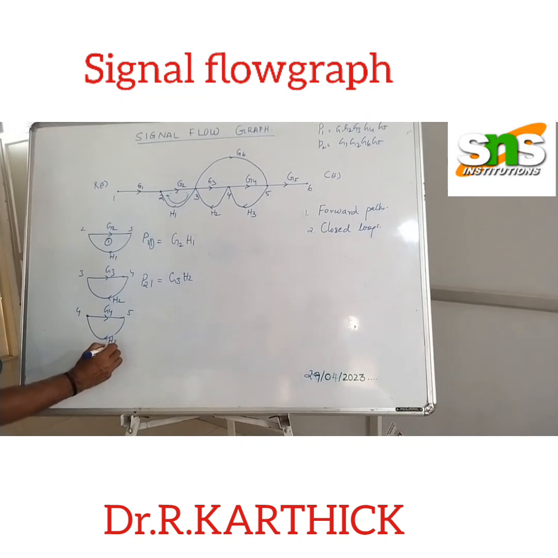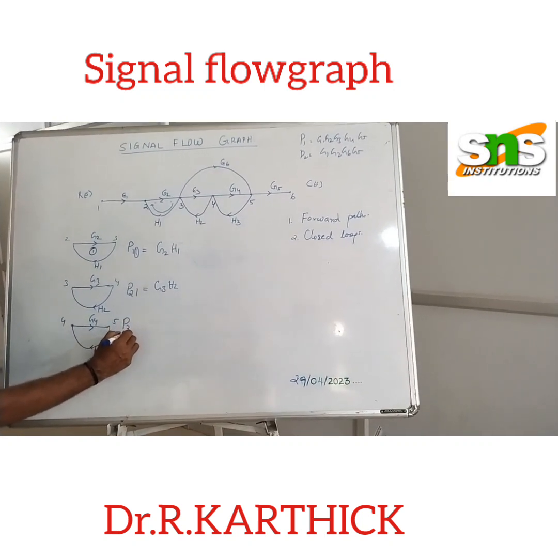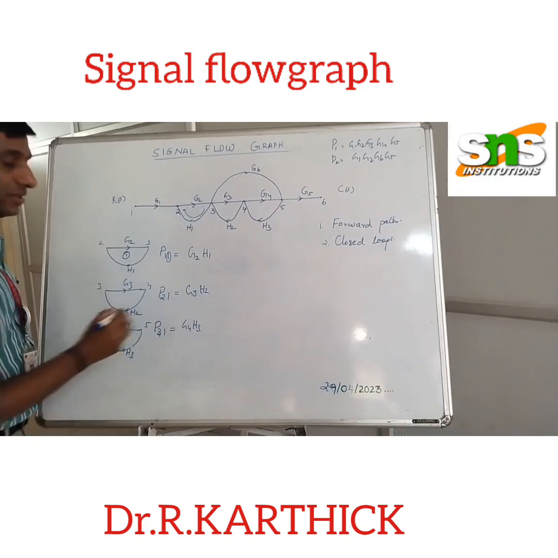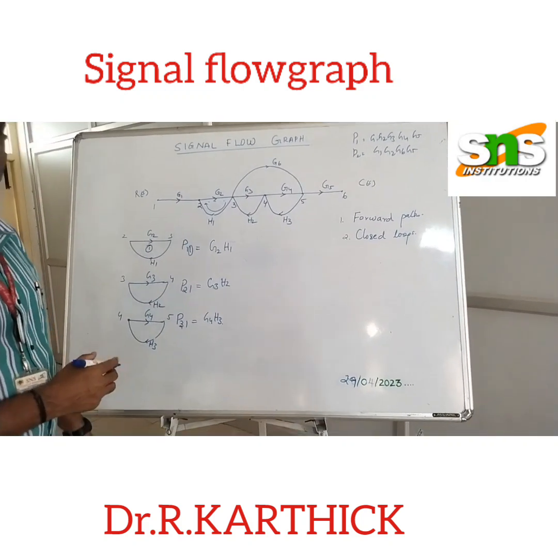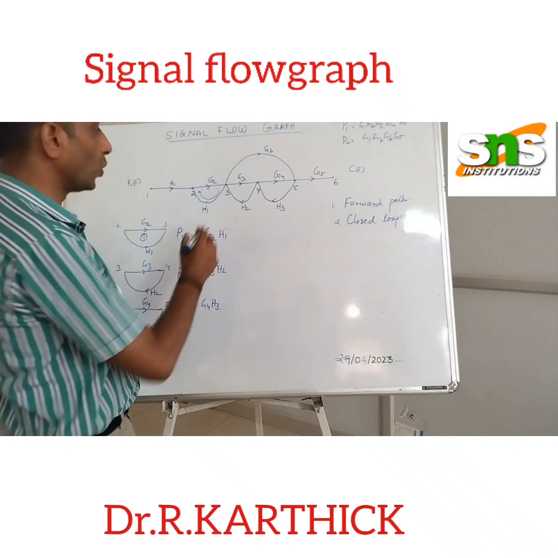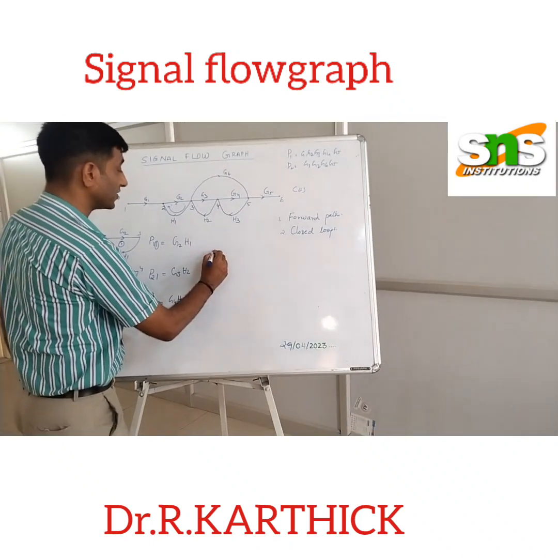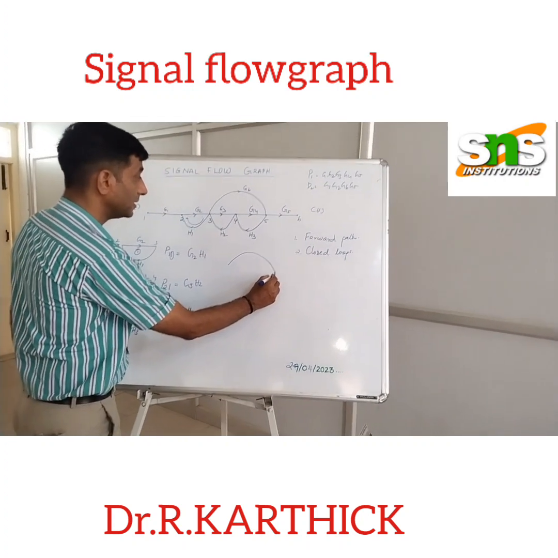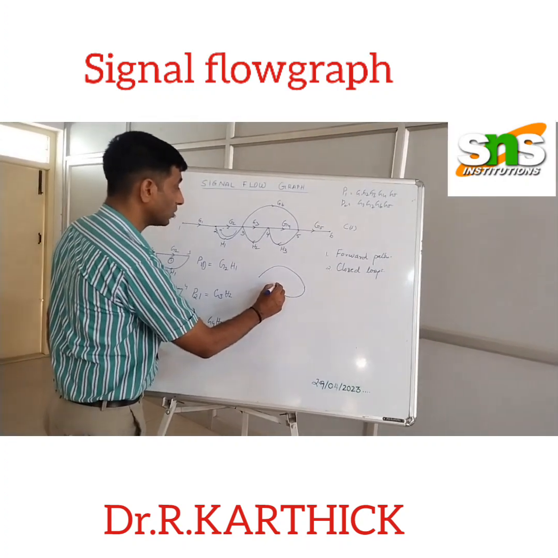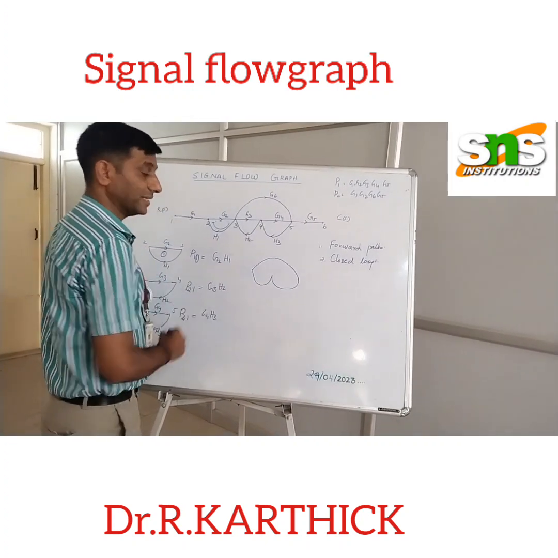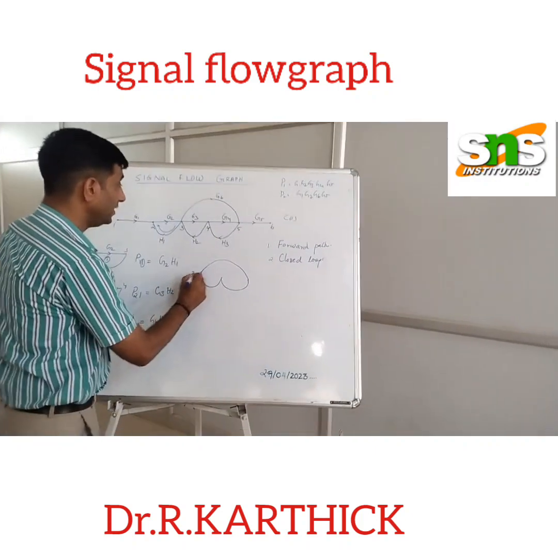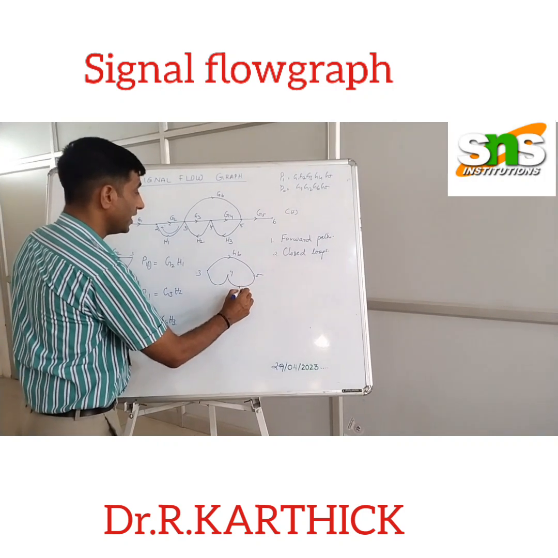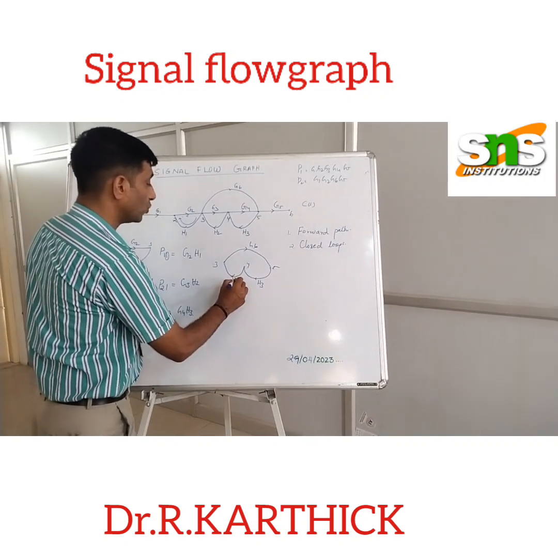So I'll write P31, which is G4H3. So we have identified 3 loops and we have one more loop. So I'll just write one more loop. So it is 3, it goes to 5, it comes back to 4, from 4 it goes to 3. So it is 3, 4 and 5. So it is G6, H3, H2.